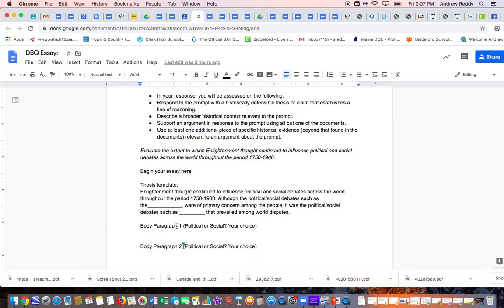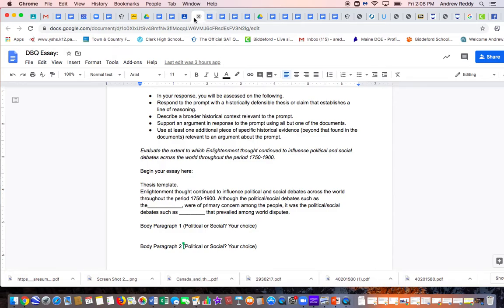So in body paragraph 1, you want to start with the one that you are saying is not as important, because you still want to provide evidence for that one. So you're going to choose political or social, whichever one you put first. If you said, although the political debates were important, the primary was social, then you're going to start by describing your political debates and then providing evidence using the documents to support those political debates. And again, you are minimizing their importance in that opening paragraph because you want to stress the importance of the other type in body paragraph 2.